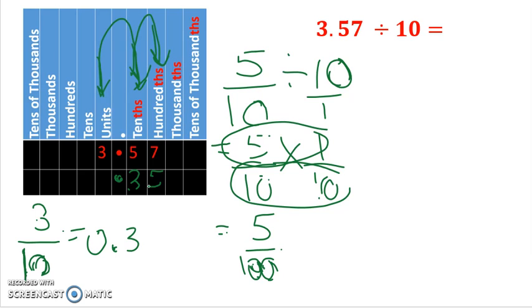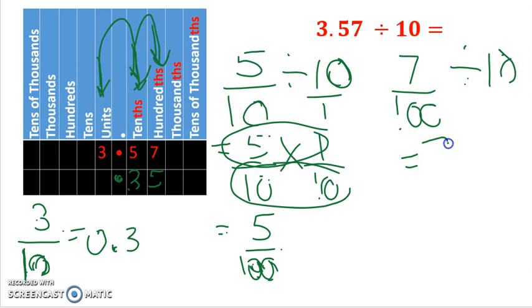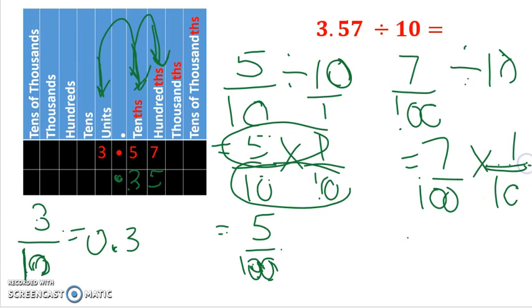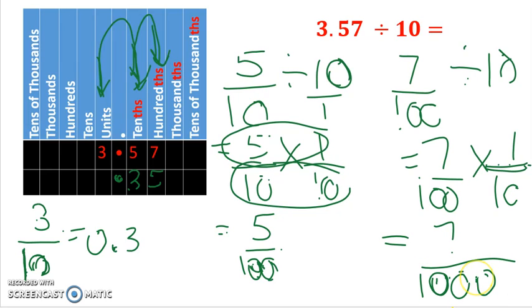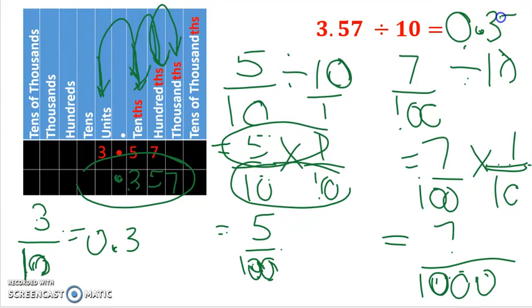Let's see what happens with the 7 hundredths. I'll take my 7 hundredths and divide by 10. That is the same as taking 7 hundredths and timesing by 1/10, which gives me 7 thousandths. So I can put a 7 in the thousandths column, and once again the 7 hundredths has moved from this place value here, this column, over to the thousandths column. So when I divide, all my place values are moving one to the right. So my final answer ends up being 0.357.